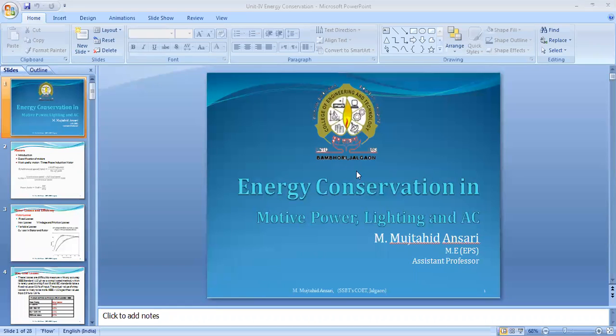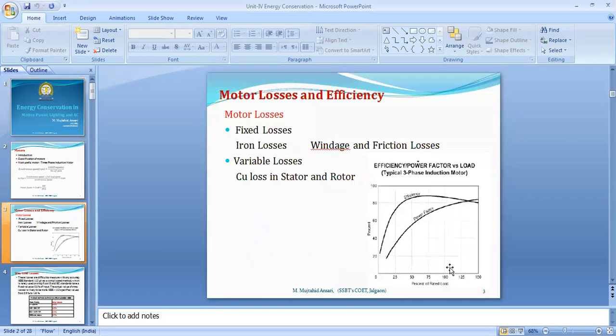Okay, so now this is our last time we are discussing energy conservation in motive power. We found that there are a number of motors, but the three-phase induction motor occupies nearly 90% in motive power. So we will discuss especially the three-phase induction motor, and that is the squirrel cage induction motor.